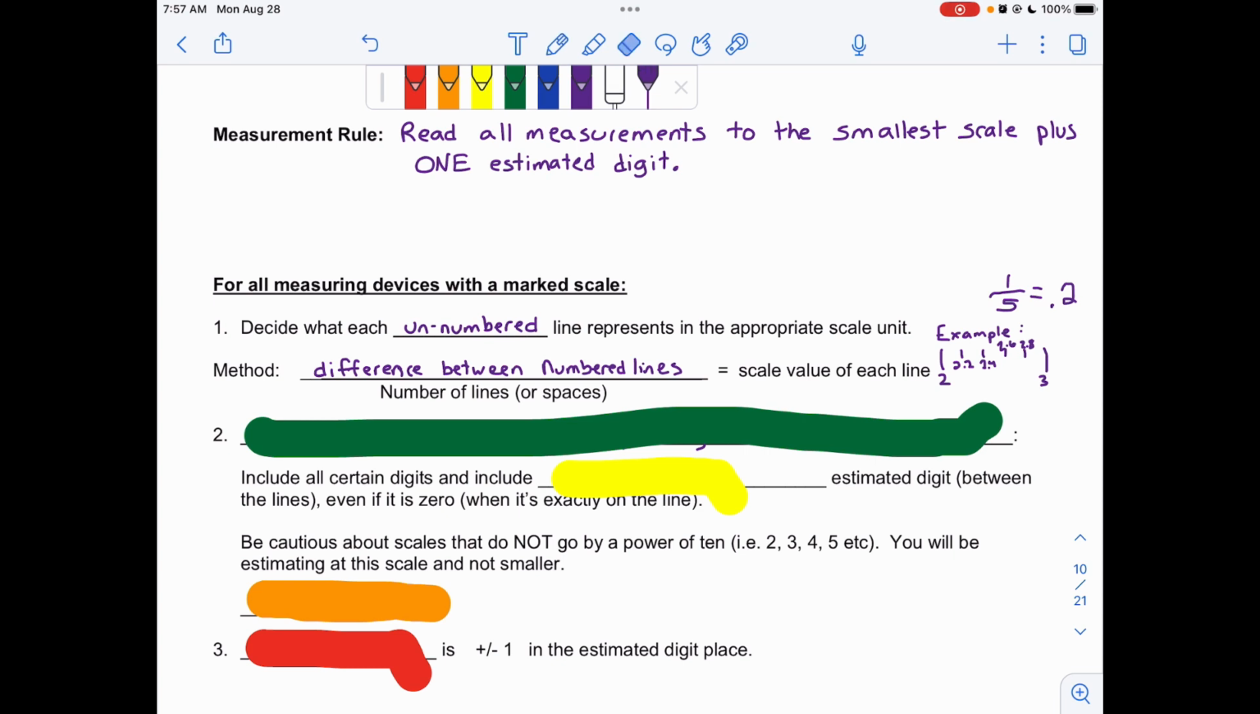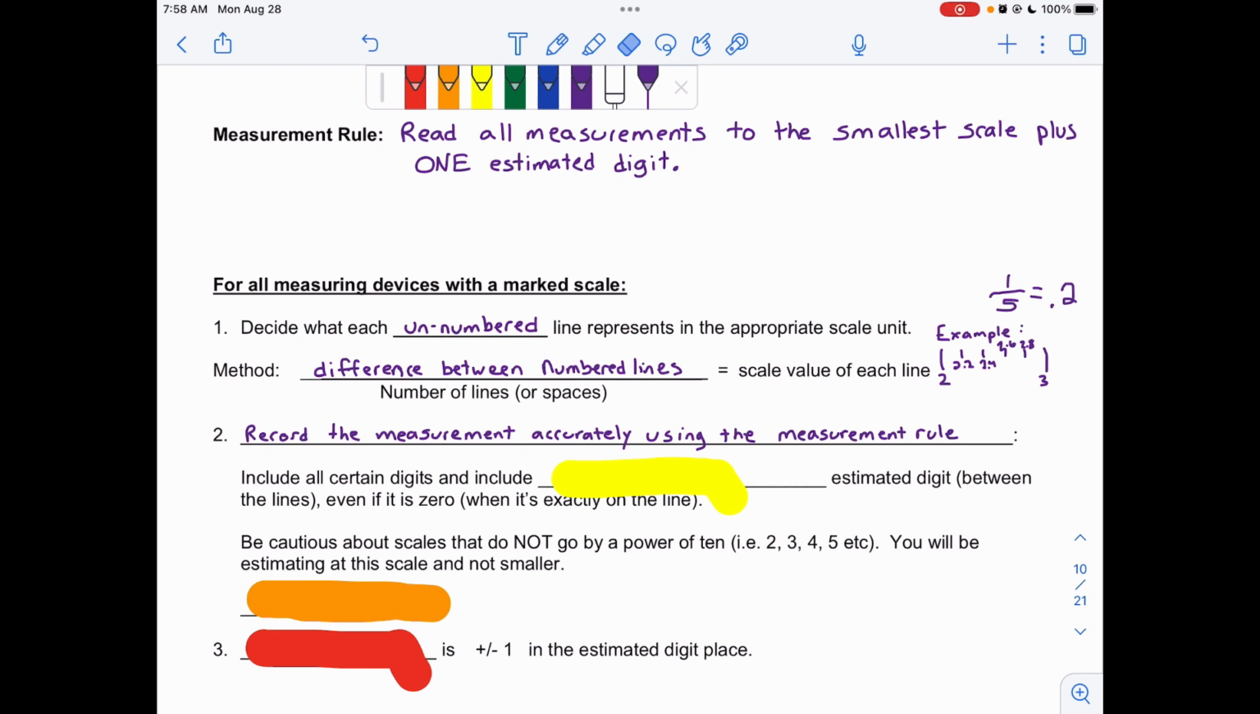The next thing we have to do is read the measurement using that measurement rule. We're going to include all the certain digits, all the ones that we could see, and just one estimated digit between the lines. If it's exactly on the line, I'm going to underline this, underline that, we're going to include a 0. So if it's right on that line, we're going to write 2.0 or 3.0. We're not just going to leave it blank because that 0 is our estimated digit. We're saying, I estimate that it is exactly on that line.